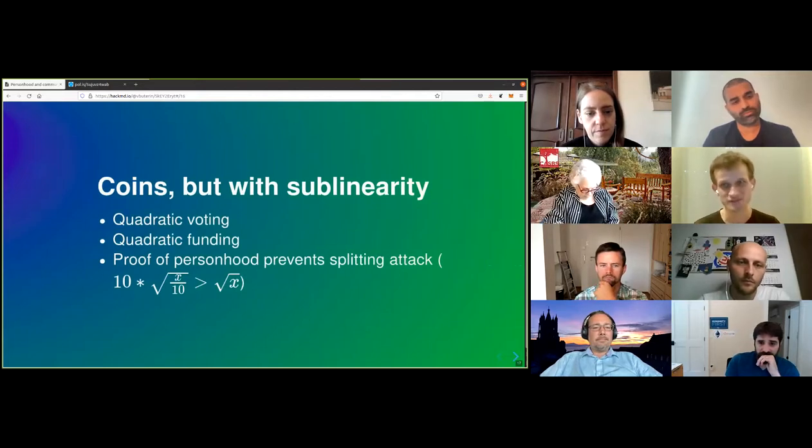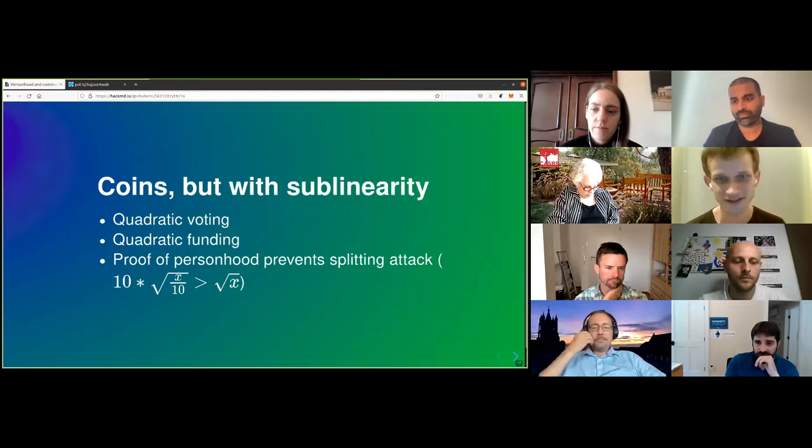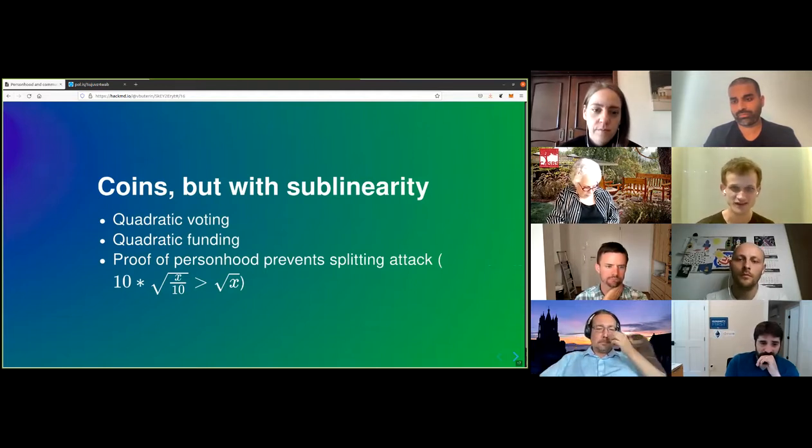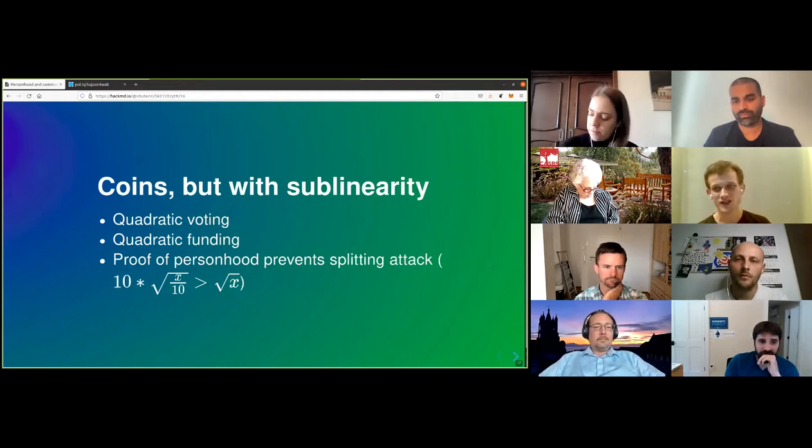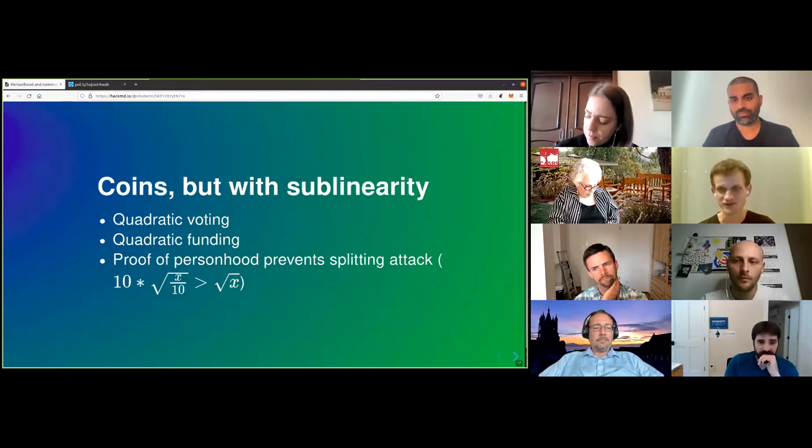Now, coins with sublinearity. So this is interesting, right? This is where some of the ideas that Glen and others and I have been working on with quadratic voting and quadratic funding come in. Basically, these are governance mechanisms that do use coins, right? And they basically say that you have to actually pay to participate in some decision. And the purpose of paying to participate in some decision, this time, is not paying as membership directly, or holding coins as membership, it's paying as a signal that you care about that decision.